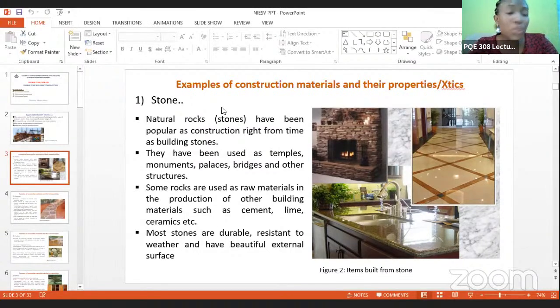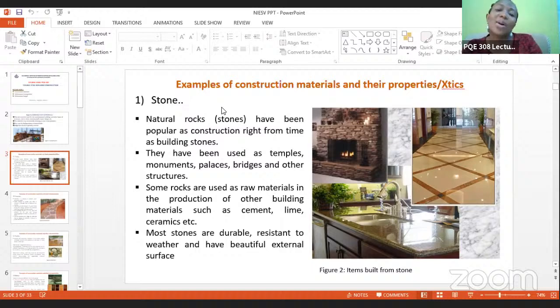Stones are very difficult to work with. Because they are very difficult to work with, it's labor intensive, and because it is labor intensive, it is expensive. Some rocks are used as raw materials in the production of other building materials, such as cement and lime. When producing cement, they have to use a particular stone, limestone, that is our CaCO3. Some stones are durable, resistant to weather, and have beautiful external surfaces.